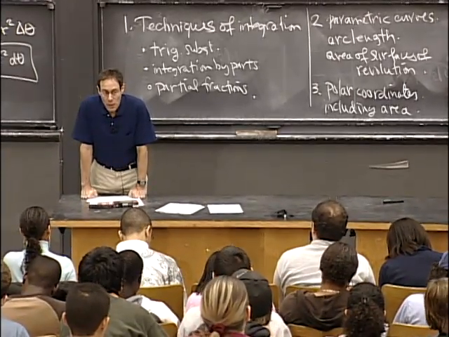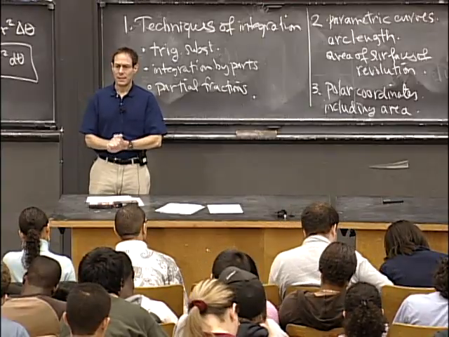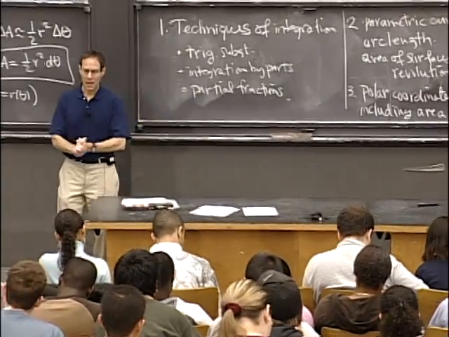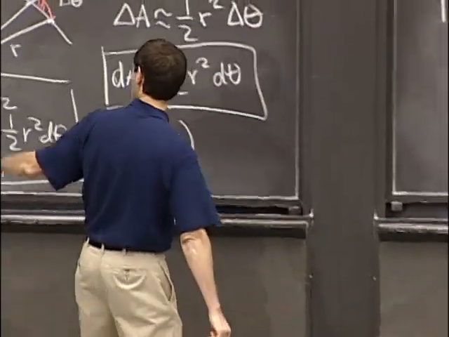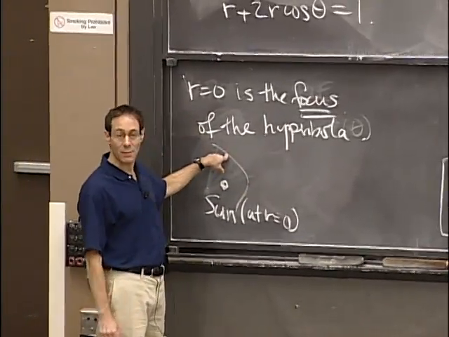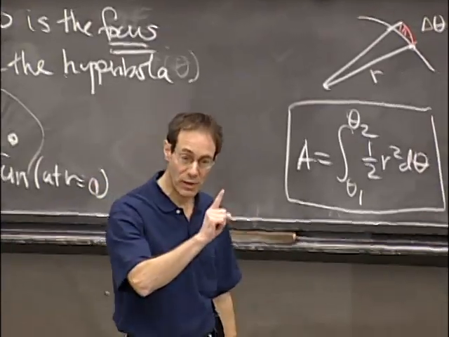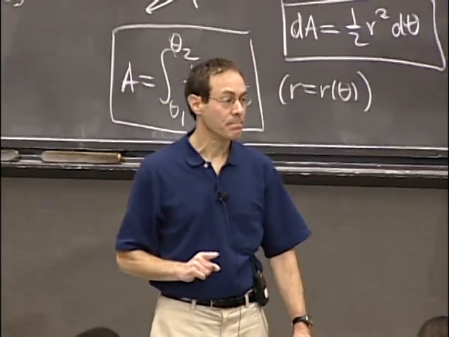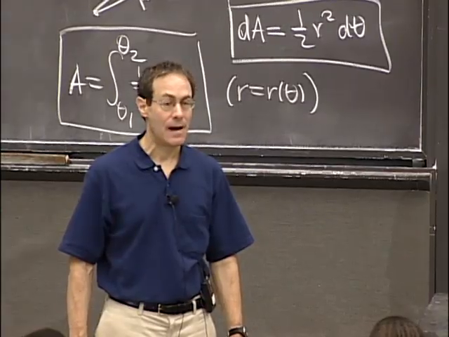The question was, we didn't do arc length in polar coordinates, did we? And the answer is no, we did not do arc length in polar coordinates. When I give you an exercise, I'm going to ask you, if you know the speed of a comet here, what's the speed of the comet there? And we'll have to know about arc length for that. But we're not doing it on this exam.